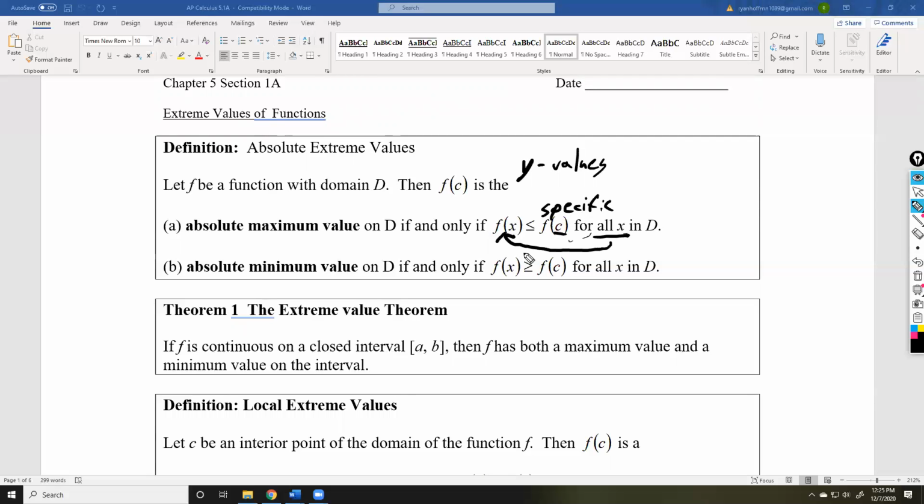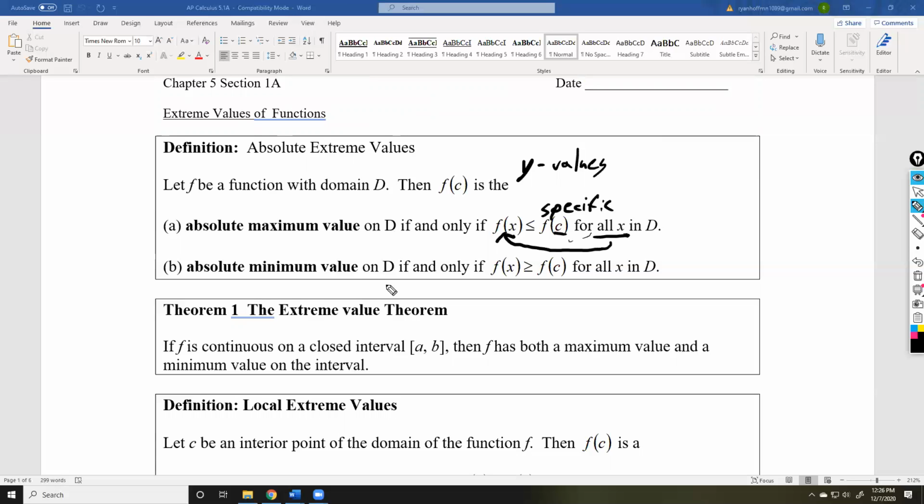What that means is that if I pick any value, it's either going to be smaller than the specific value we're talking about or equal to it. In other words, every other point is below f of c. Every other y value is below this specific y value. That's what makes it a maximum. It's the largest point.